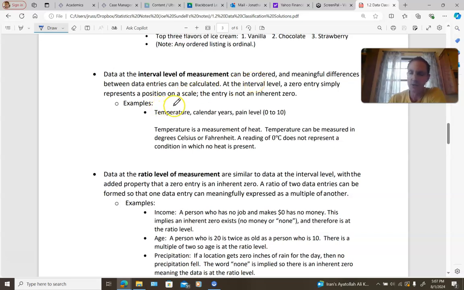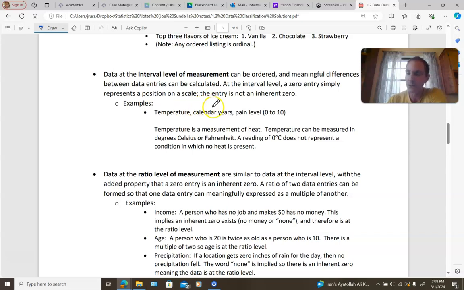So here's some examples. Temperature. If it's 50 degrees one day and 40 degrees the next, you can subtract those 2. You can say 50 minus 40 is 10 degrees. So you can say it's 10 degrees warmer today than it was yesterday. And you could also put those in order, right? You say 50 degrees is the hottest day, 40 degrees is the second warmest, etc.